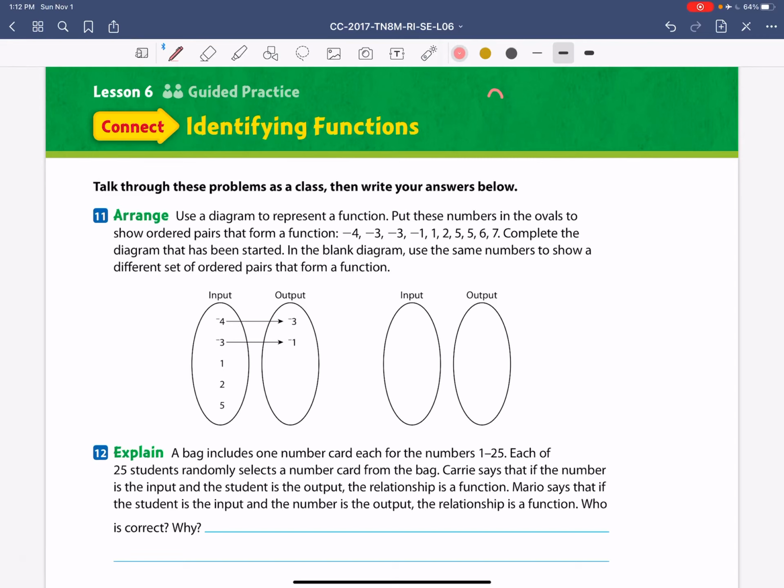And finally, we've made it to day 3 for lesson 6, intro to functions. All right, so now we are identifying functions. So talk through these problems as a class, then write your answers below.